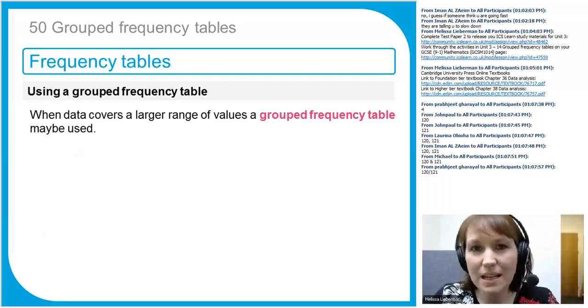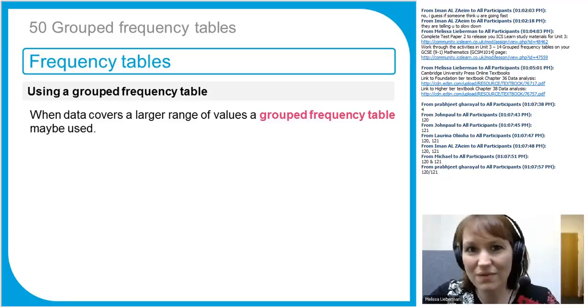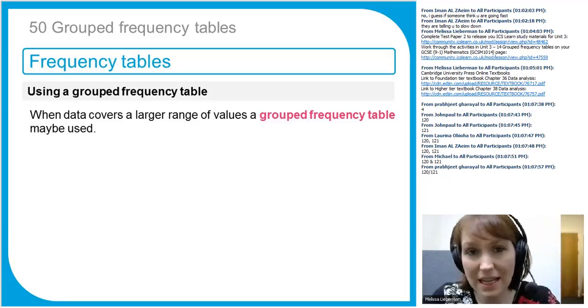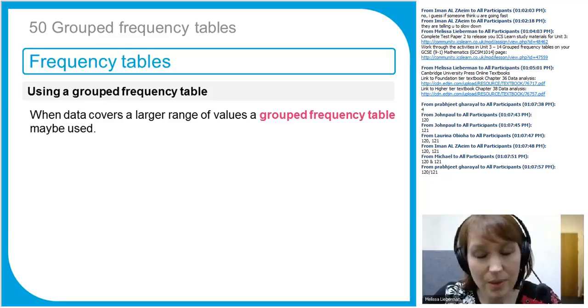Okay. When data covers a larger range of values, then it's very common to use a group frequency table. So for example, if we're measuring lots of people's heights, it could go anywhere from, say, 150 centimeters to maybe 180 centimeters. We wouldn't have 150, 151, 152, 153, and all the numbers in between, and then say how many there were of each of these. We would group the data. So we'd say how many people are between 150 and 160, how many people are between 160 and 170, and so on, or maybe smaller than that, maybe every 5 centimeters, depending on the data. And that's called a group frequency table.